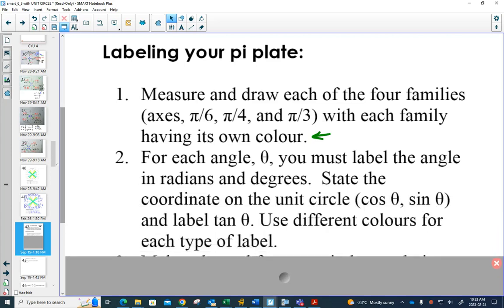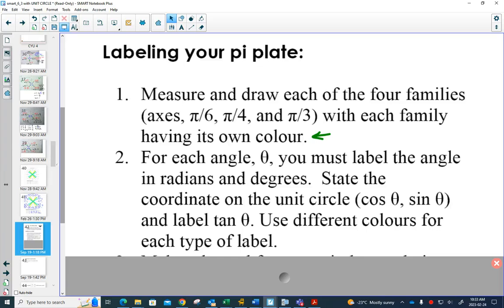Then everything that is on your quiz has to go onto your pie plate. So we're going to put all of the degrees, all of the radians, all of the coordinates, all of the tangents. And here too you have some different choices. Like the first one that I showed you, they color-coded things. Dark purple was all the radians. Other purple was all degrees. Coordinates were all green. Tangent was all teal, so that they could find things quickly.